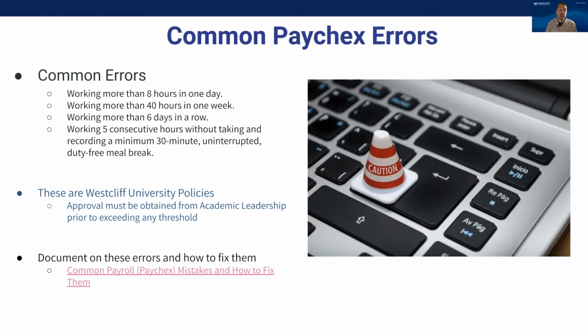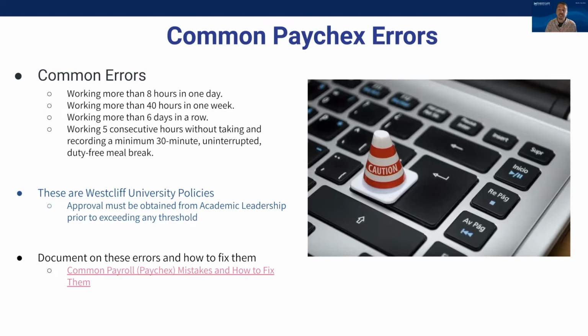In addition, number two, working more than 40 hours in 1 week. Again, 40 hours takes you up to full-time level, and you are a part-time faculty member. So it's important that you do not work more than 40 hours in 1 week.